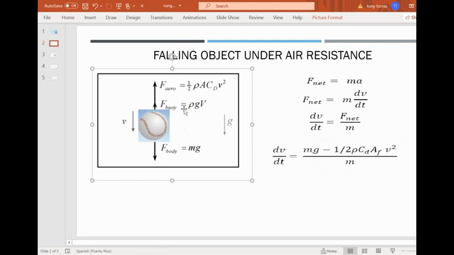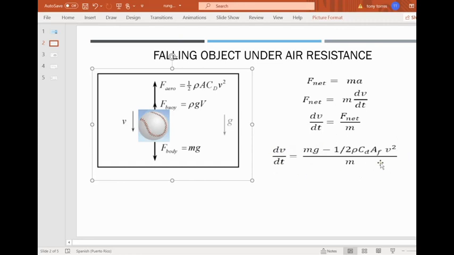Now I deleted the buoyancy force because it's pretty much negligible compared with the density of the ball. So this will cancel out, being less than 1% in most cases. So I would not consider this. You can add it if you want to, but I would not consider this at this time. So my differential equation will end up looking more like this.